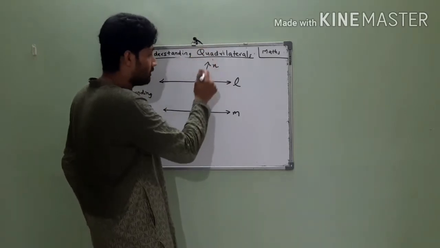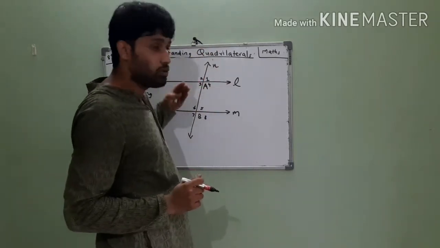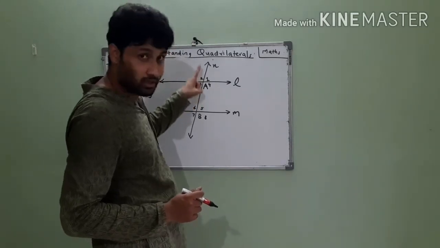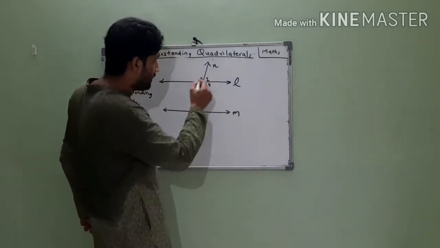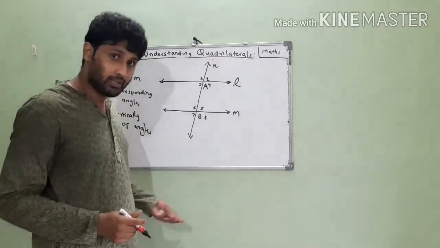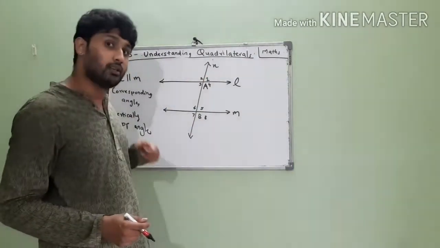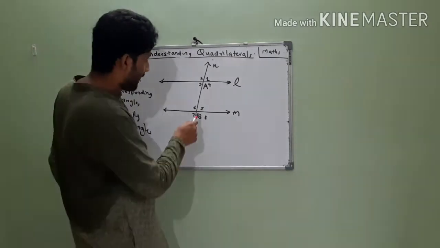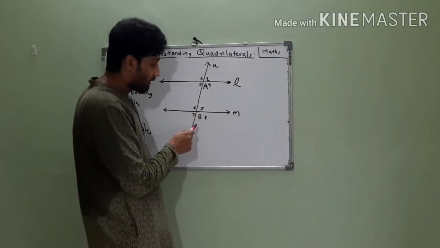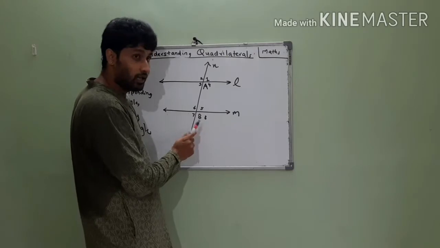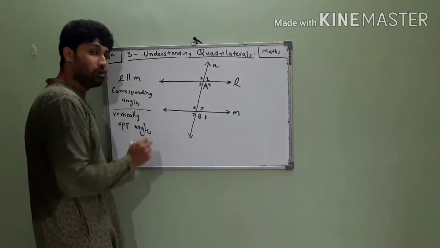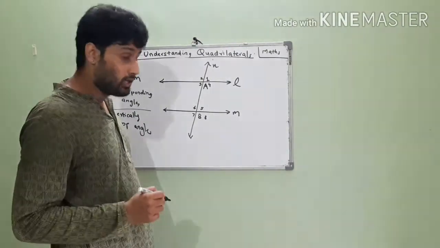common ray. So then angle 1 and 2 are angles of a linear pair, right? Because they have one common ray, right? But angle 1 and angle 3 do not have any common rays. They are opposite angles. Similarly, angle 2 and angle 4 are opposite angles. Angle 5, angle 7 are opposite angles. Angle 6 and angle 8 are opposite angles. So you get 4 pairs of vertically opposite angles, right?